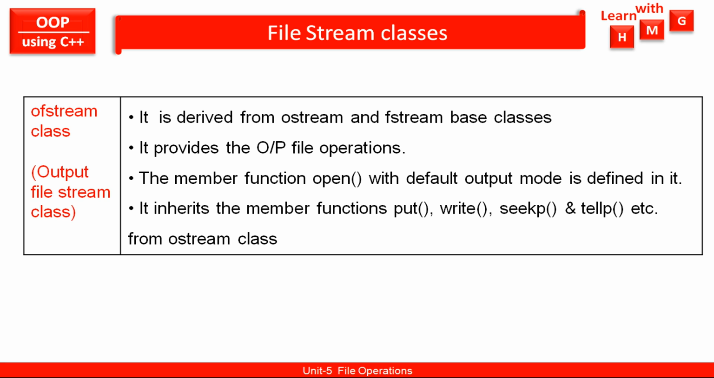That is, while opening the file, if you want to open the file in output mode, that is for write operation, then this open function is used with output mode, and by default, if this open function is called from this class, then the default mode is output mode. You can perform output operations directly.